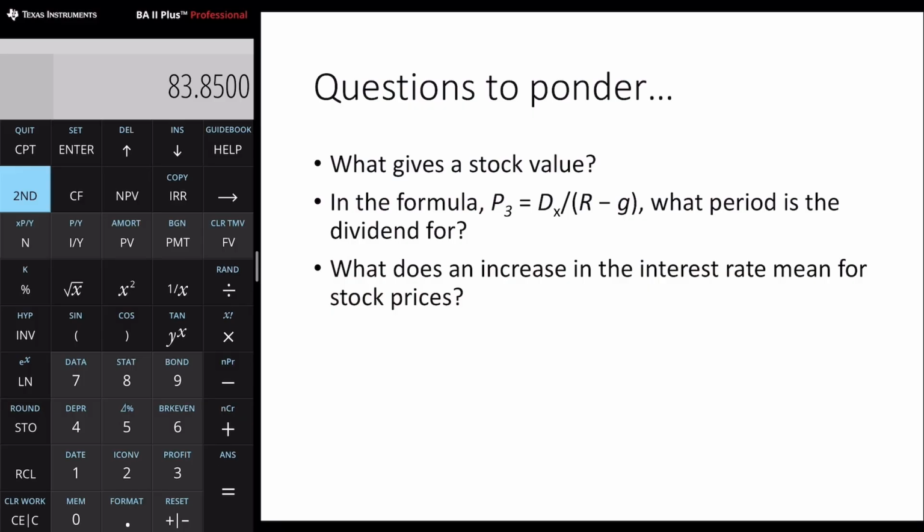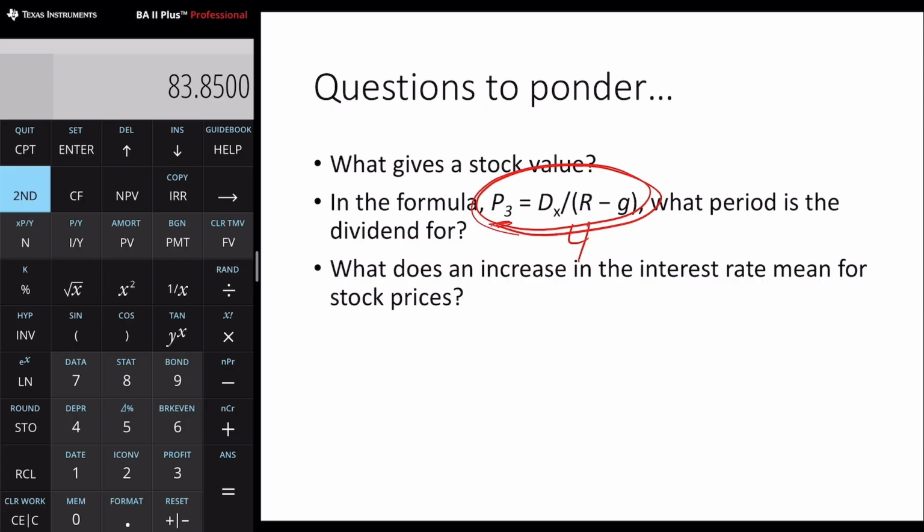In the formula, this right here, the constant dividend growth formula, what period is the dividend for? That is very important to remember when you're solving these problems. It's always the next period dividend from the price. So this is going to be D4.